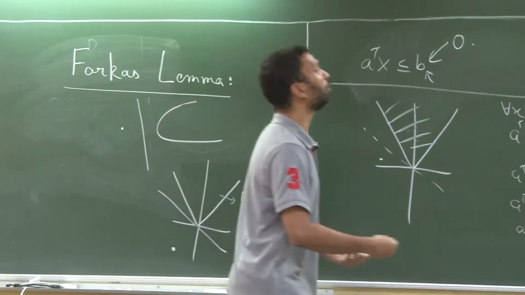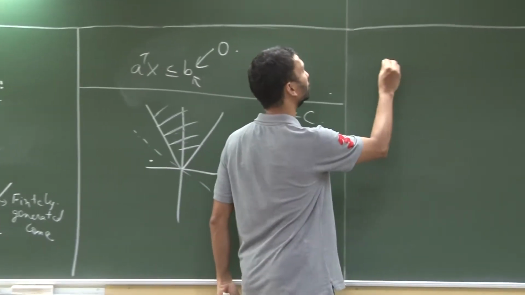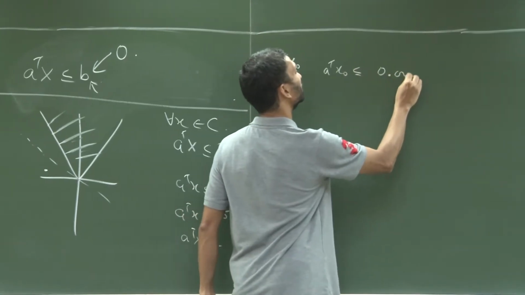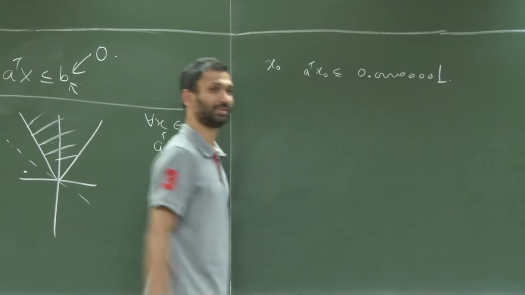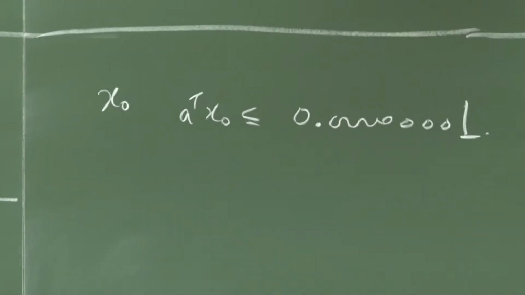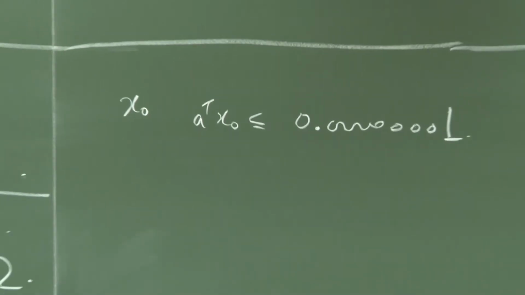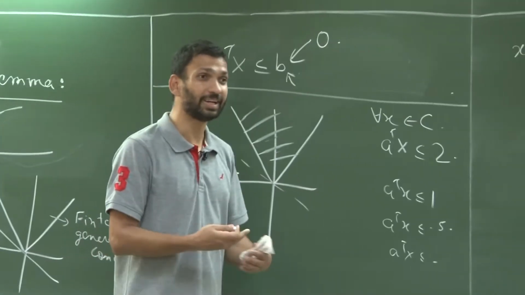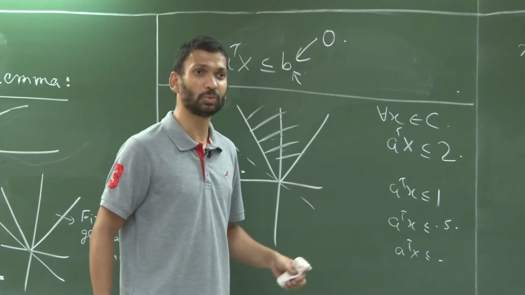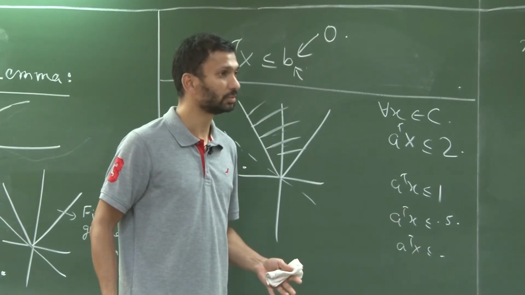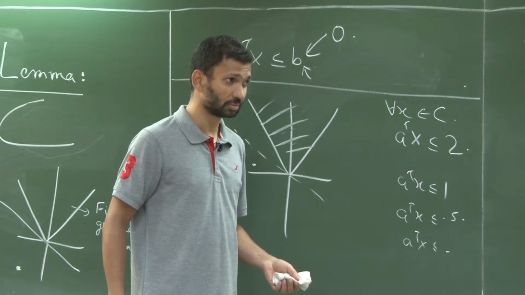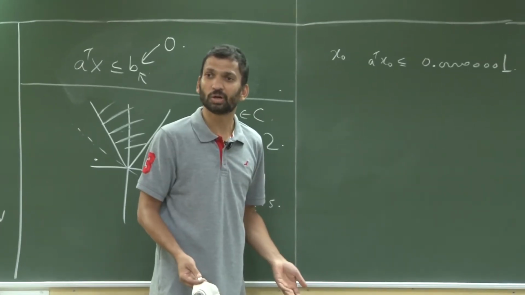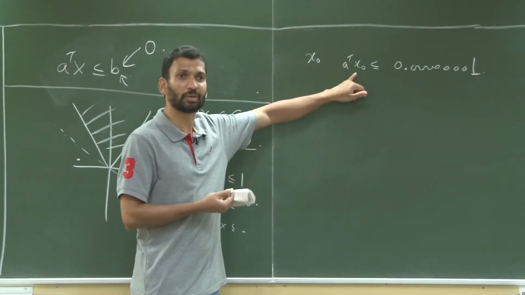Right? Suppose A transpose X is less than equal to 2, but there exists a particular X naught such that A transpose X naught is, say, 0.001. Then what do I know about X naught? Can I create a new point such that A transpose X is more than 2? We can, because it's a cone, right? Alpha greater than equal to 0, so we can multiply it. You can multiply X naught with whatever constant you want. Multiply it by 1 million, multiply it by 1 billion, whatever you want.